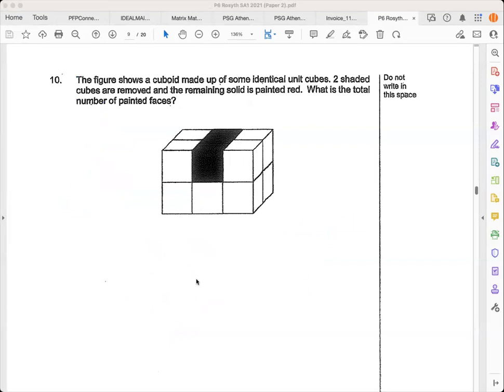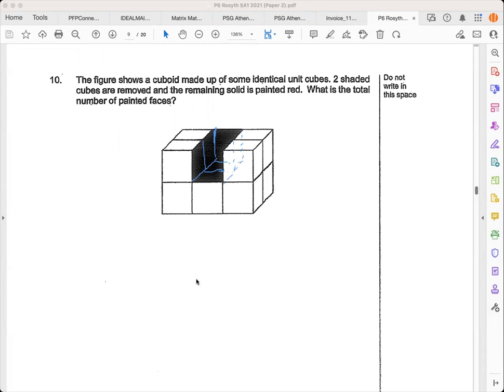So the figure shows a cuboid made up of some identical unit cubes. 2 shaded cubes are removed and the remaining solid is painted red. What is the total number of painted faces? So let me draw for you how it looks after you remove it.